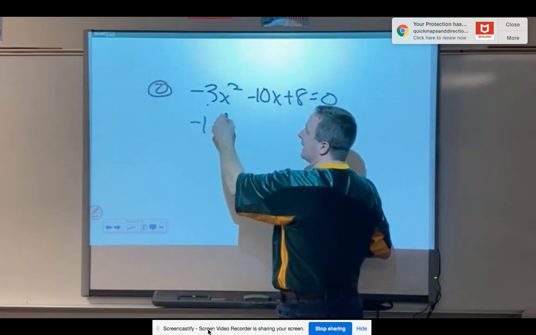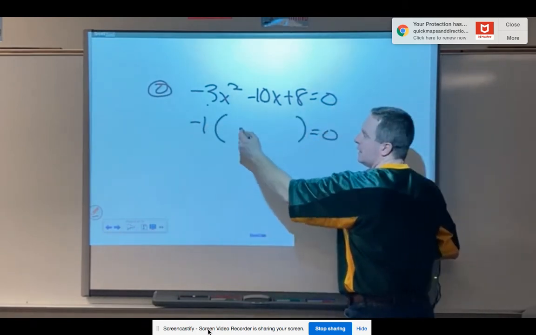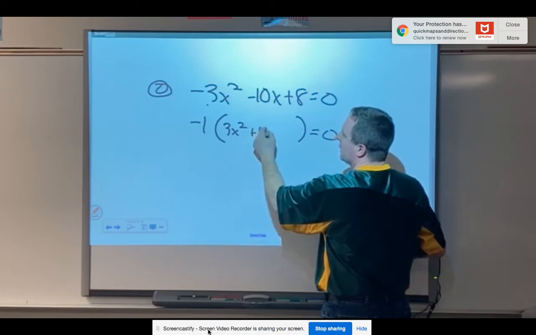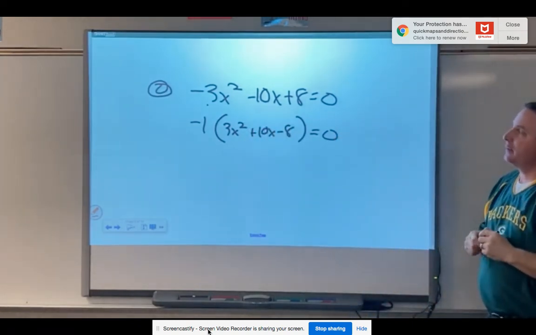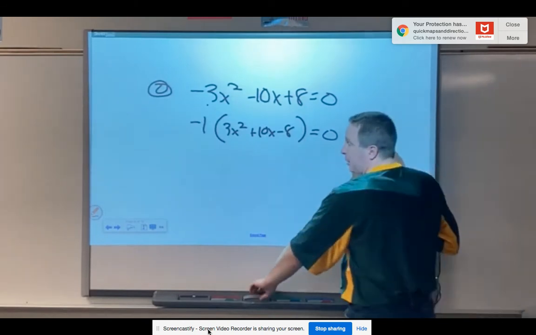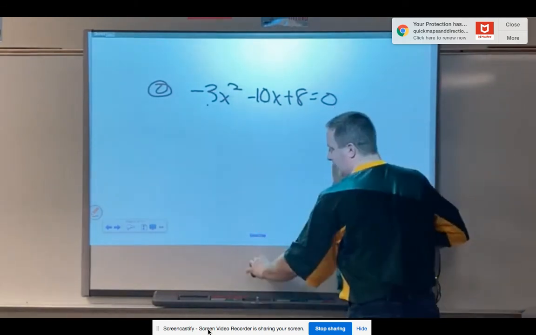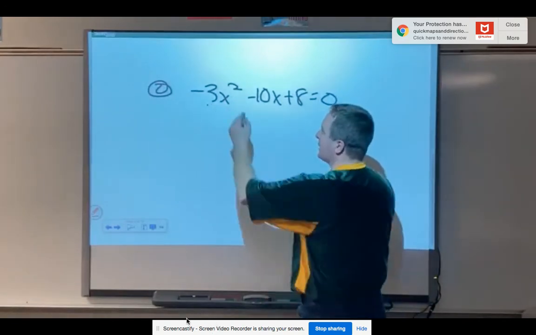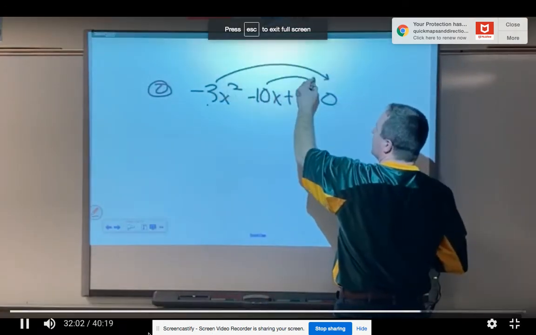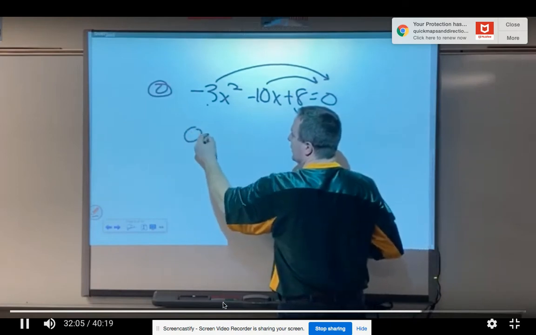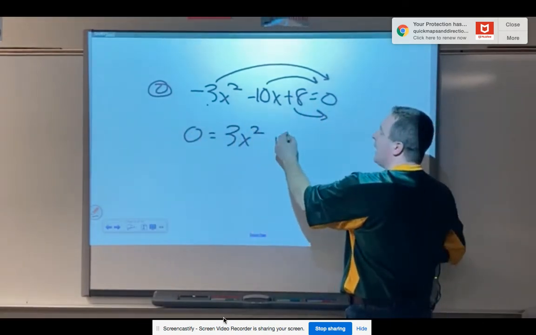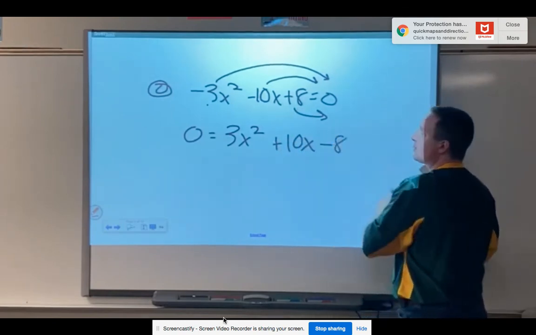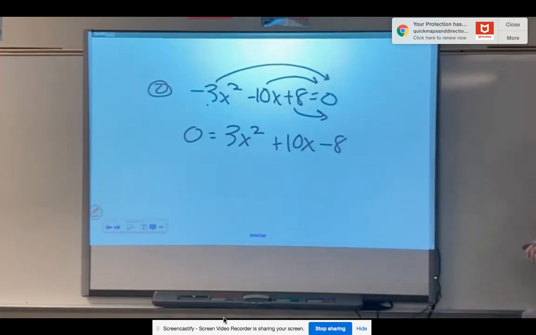Now, there's one of two things you can do. I can factor out a negative 1, which would make it 3x squared plus 10x minus 8. That's one option. Okay, but I'm going to throw out another one that I think personally is a little bit easier. Is there something else I could do that could make that 3 positive? What if I moved everything this way to the other side and put the 0 on the left? It'd become a positive 3x squared over here. I'd add 10x and then subtract 8. Personally, I like doing that. Then I don't have to worry about factoring out a negative or anything like that.